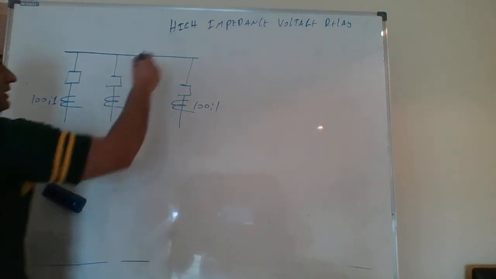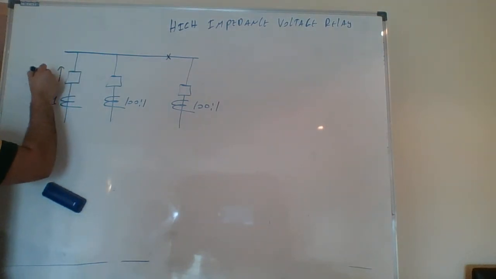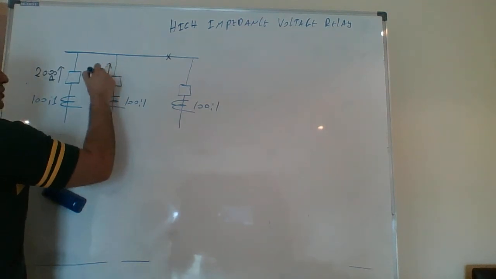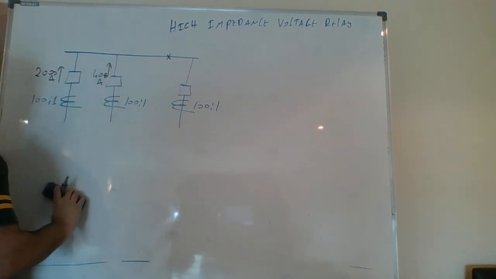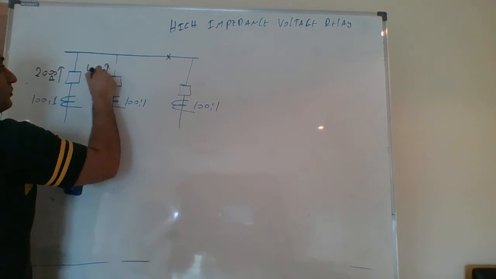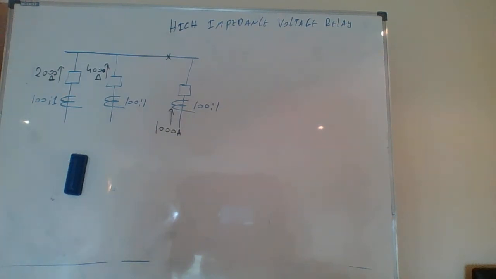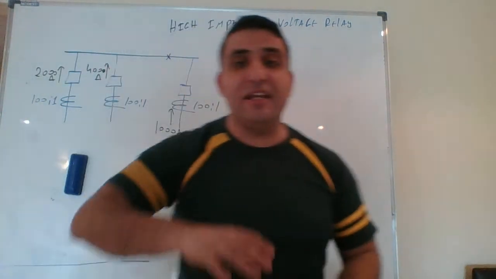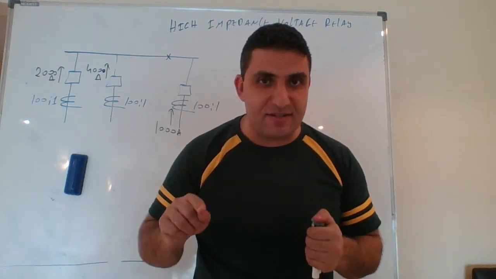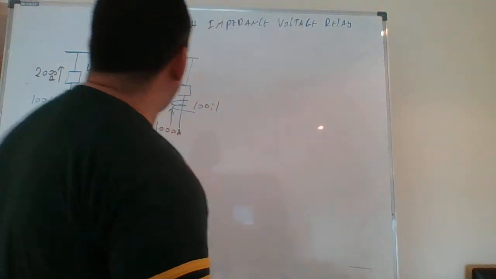Under an external fault, a fault in here, this current will contribute 2000 amp. This will contribute 4000 amp. This will contribute 4000 amp. This will contribute 1000 amp. This will contribute 1000 amp. I have the lead. It's given that the lead DC resistance and the winding resistance, all in series, are combined to be 2 ohm. So how do I sketch my circuit?